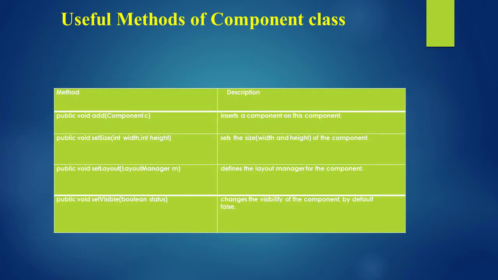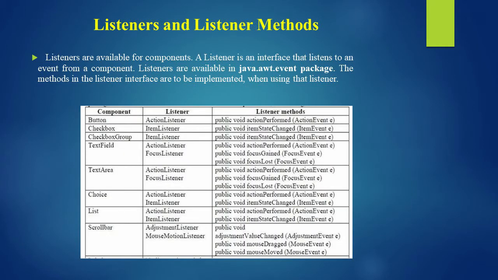Some of the useful methods of the component class are listed in this table. Next topic is listeners and listener methods. Listeners are available for components. A listener is an interface that listens to an event from a component. Listeners are available in the java.awt.event package. The methods in the listener interface ought to be implemented when using that listener. A few of the methods in the listener are listed below.